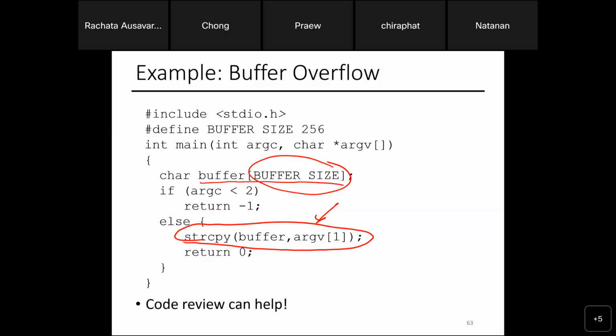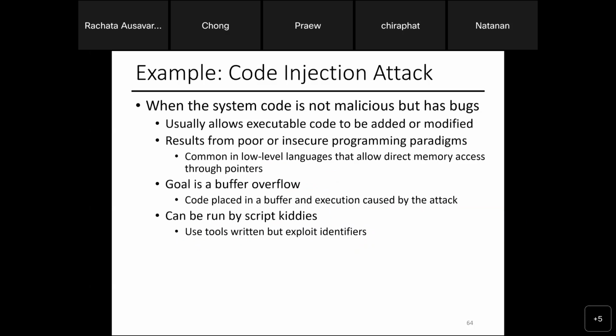A code review can help, actually. You can also do a code injection attack. System code can have bugs, right? As I said, how many people write bug-free code all the time, right? Again, code review. It usually allows executable code to be added or modified. It results from poor or insecure programming paradigms, like C and C++, which are super low level, right? You are allowed to touch the memory location. The goal is to do a buffer overflow attack, and it can be run by a script kiddie. Basically, someone invents the attack, then open-sources the attack. Anyone can then write the script to replicate the attack.